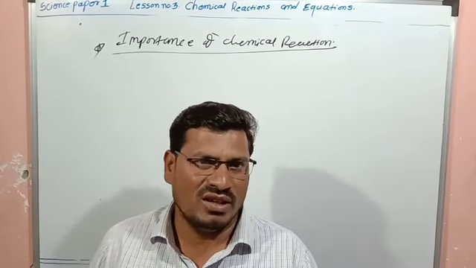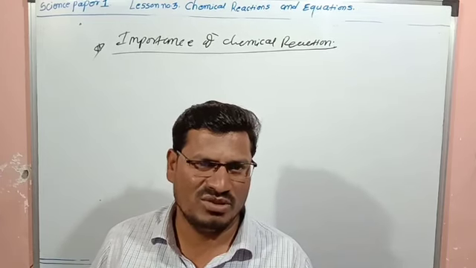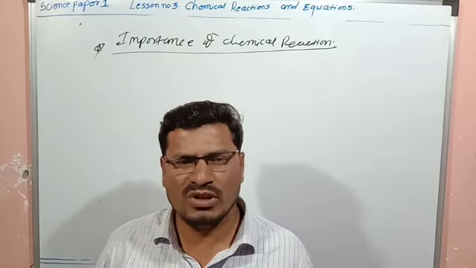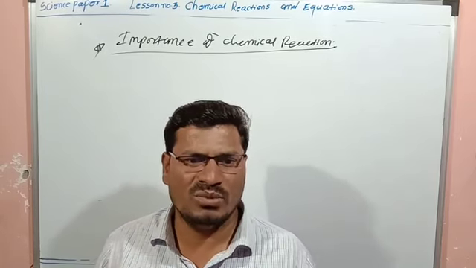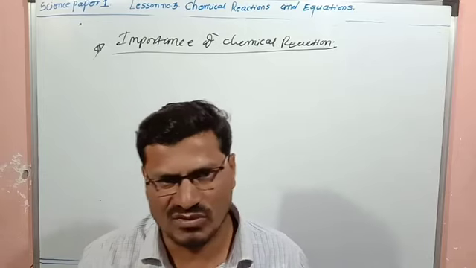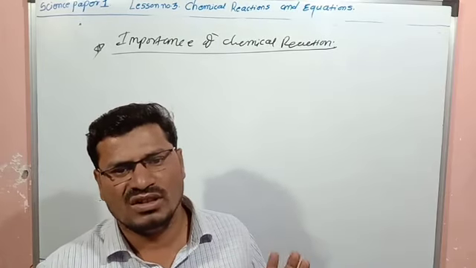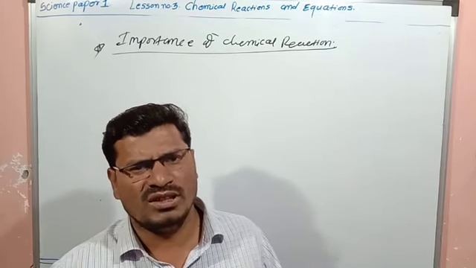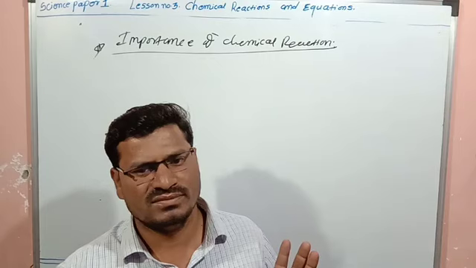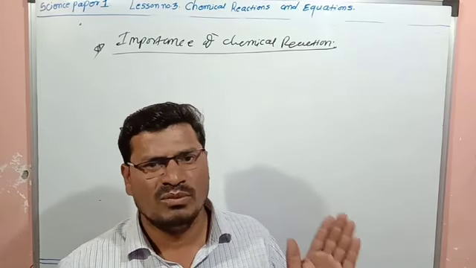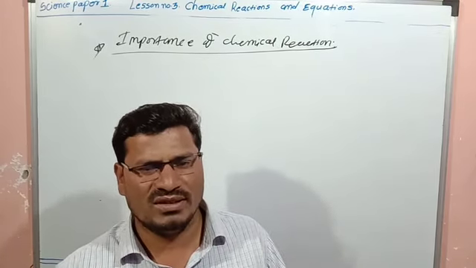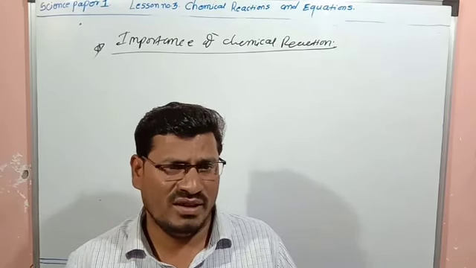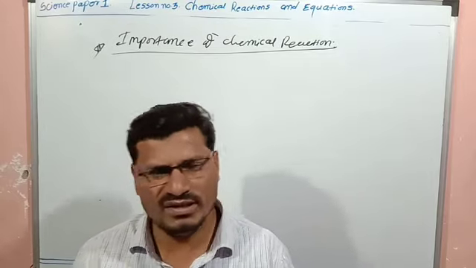Second point: in the chemical reaction, the mass of the reactants and the mass of the products, the mass of the substance, is conserved. Third point: in the chemical reaction, the number of atoms is also conserved. And next, in the chemical reaction, the property and composition of the reactants also change, and they get converted into products. And in the chemical reaction, either energy is absorbed or energy is given out.